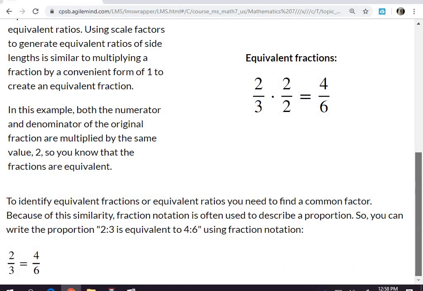One last thing I want to point out on here. Your homeworks or problems might ask you to write things in fraction notation. All fraction notation is basically this: two fractions that equal each other. Or this equivalent fraction section, that's fraction notation. So fraction notation is actually just writing fractions.